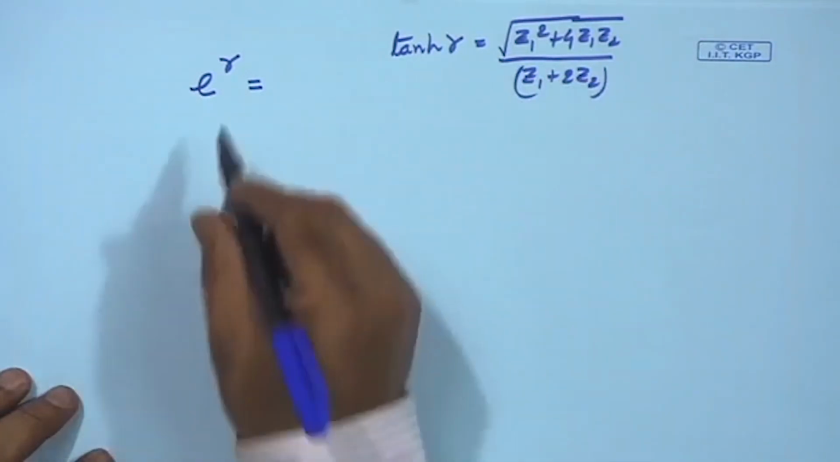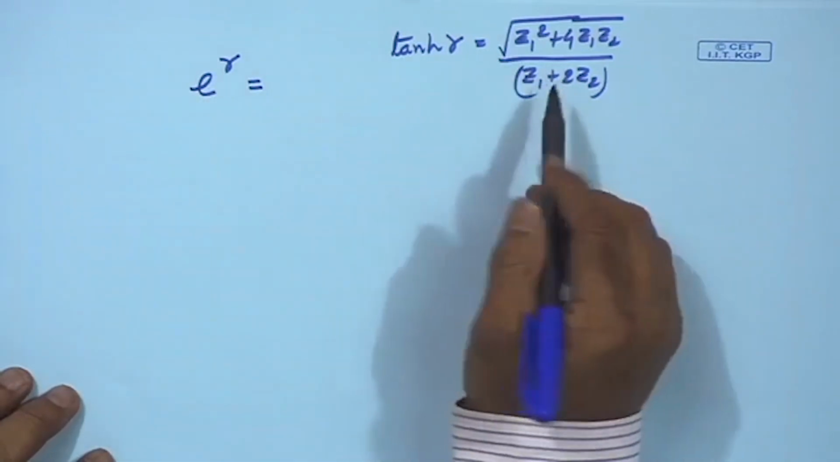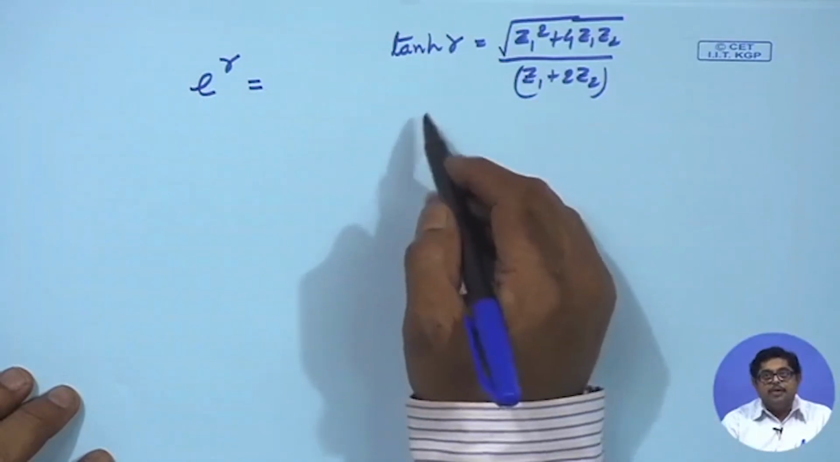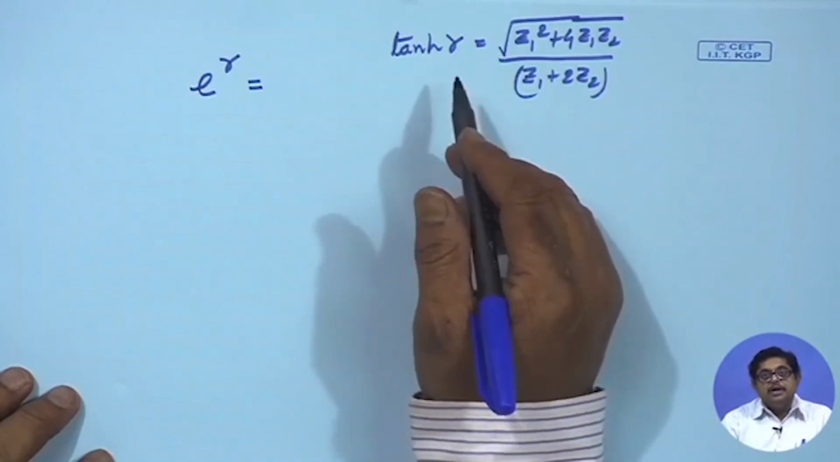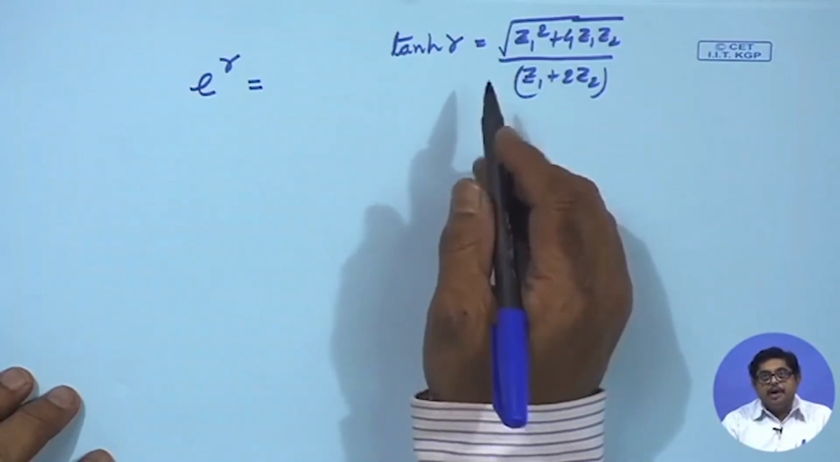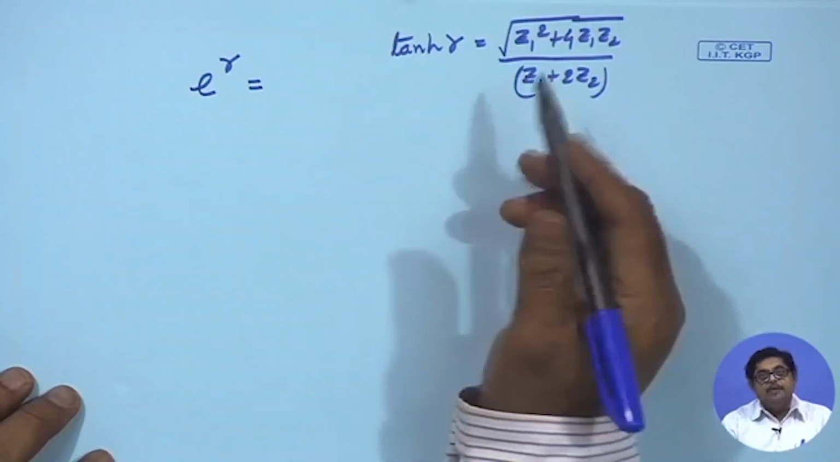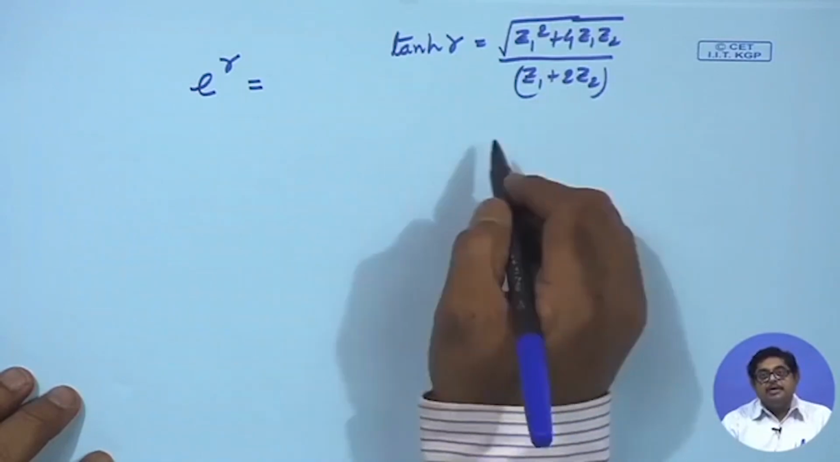So, from here we will have to find out e to the power gamma. It is easy to do, because tanh gamma is equal to sinh gamma by cosh gamma, and you know sinh gamma is e to the power gamma minus e to the power minus gamma by 2, and cosh gamma is e to the power gamma plus e to the power minus gamma divided by 2.